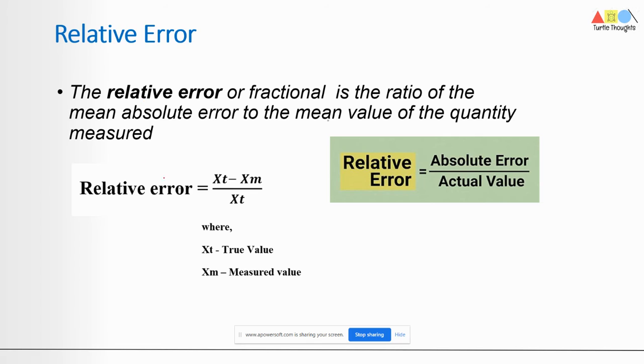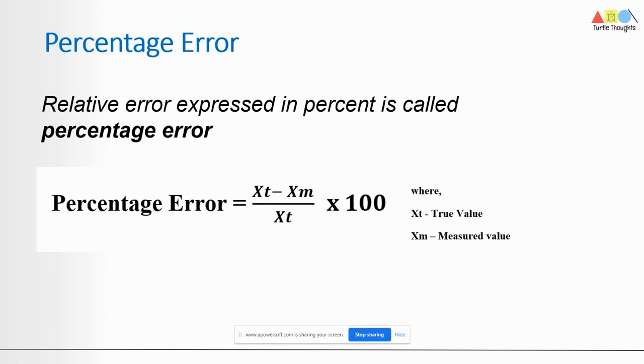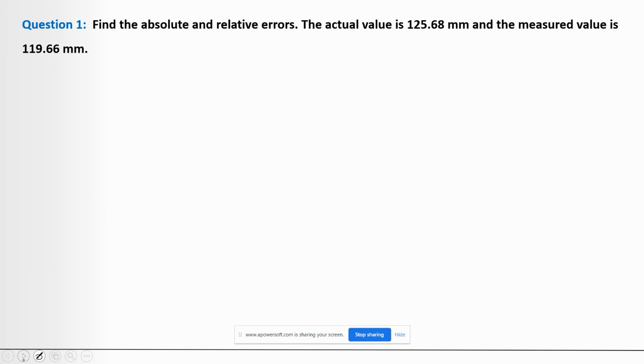Next, relative error. Relative error is absolute error over actual value. So it can be written as (xt − xm) divided by xt, where xt is the true value and xm is the measured value. Percentage error can be written as (xt − xm) divided by xt multiplied by 100, where xt is the real value and xm is the measured value.